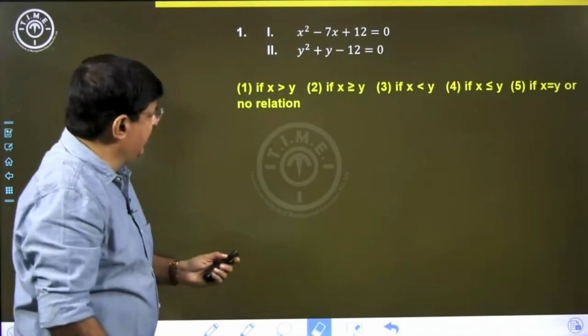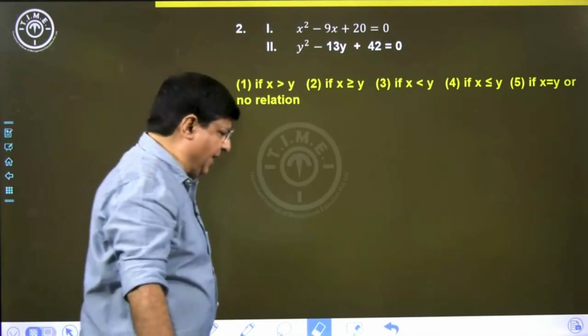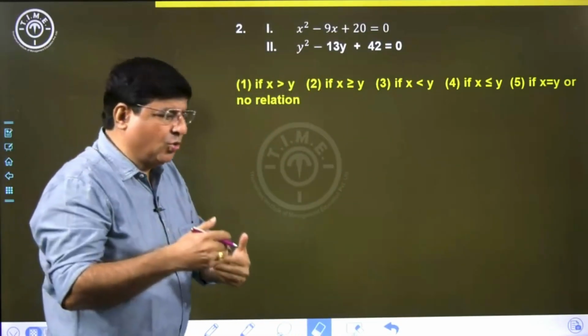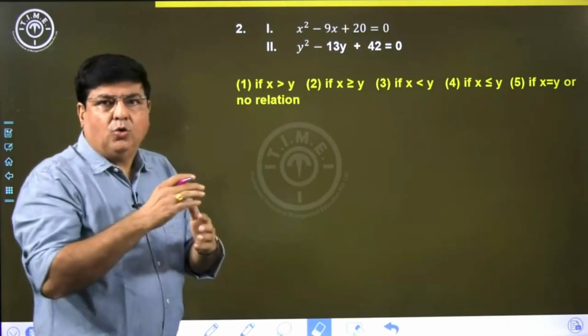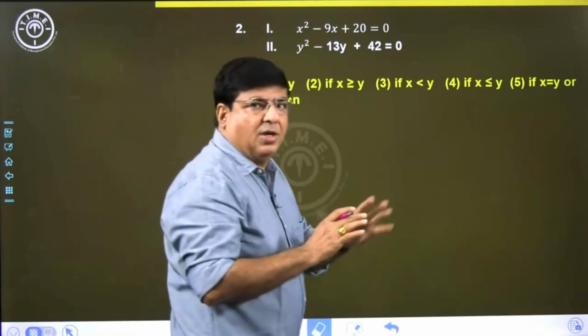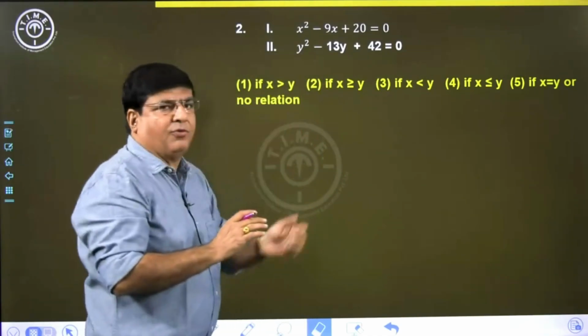Let's go to the next question. Second question, similar type of question as the previous one. Let's practice. Let's do more questions so that you get perfect in this particular topic and do not lose any marks on questions which come from these topics.